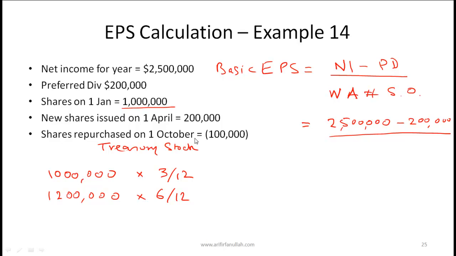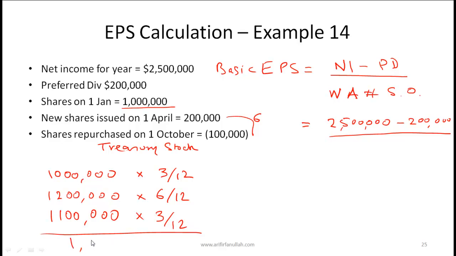Notice that 100,000 shares were repurchased on 1st October. So from here to here is 6 months. So 1.2 million shares for 6 months. And then after the repurchase, we are down to 1,100,000 shares, and we had these for 3 months out of 12. So if we do this calculation, what we will see is that the weighted average number of shares is equal to 1,125,000. So I would suggest you pause the video and make sure that you can come up with this number.